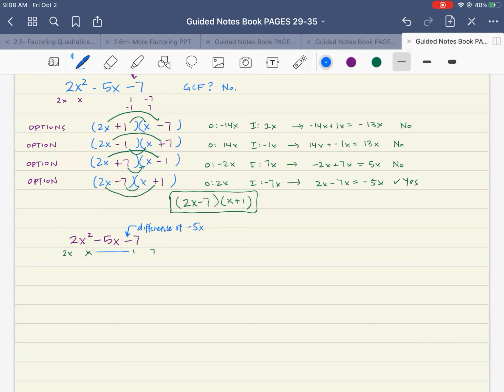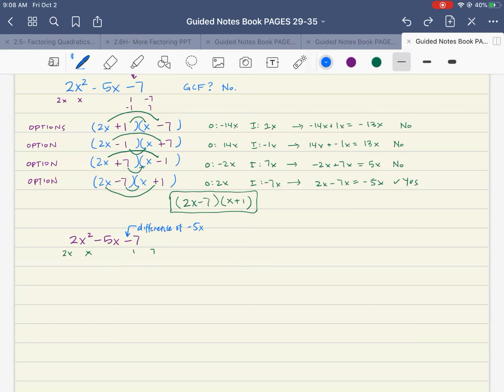So notice here, if I combine this, this gives me x. This gives me 14x. Now, x and 14x, they do not have a difference of 5. So I actually just know that the x can't match with the 1 and the 2 with the 7. 14 is just too big.